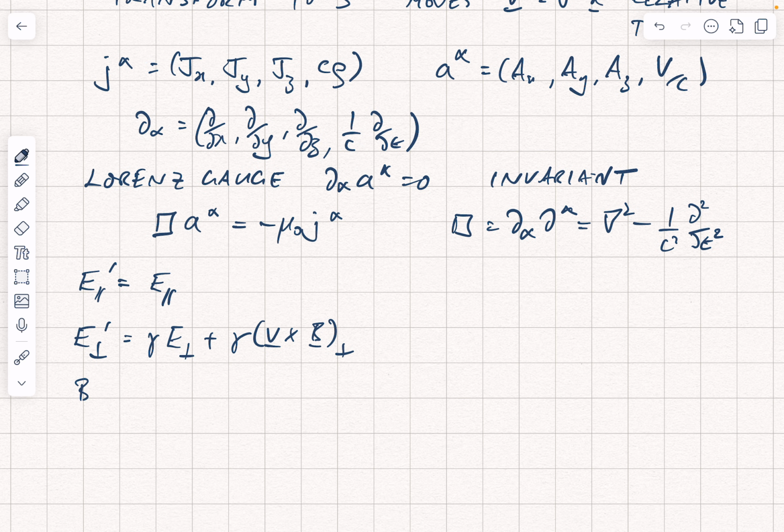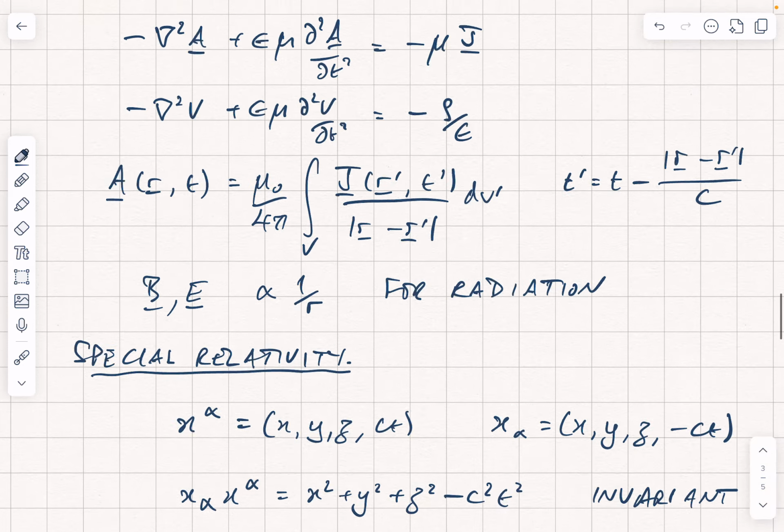And for the B field, we have that the B parallel primed is just B parallel, and B perpendicular primed is gamma B perpendicular plus gamma over c squared times V crossed with E perpendicular. And we did some little examples here where we were considering a line of charge and a single point charge. That's been a rapid overview of all of the ideas that you need to understand from electromagnetism.